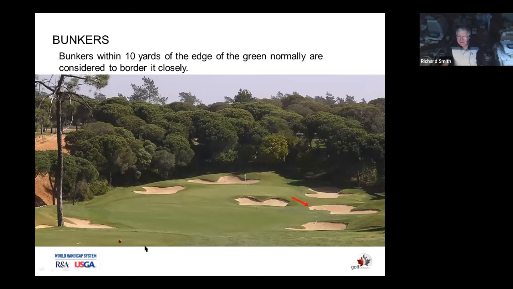Okay. So bunkers which are within 10 yards of the edge are closely bordering. That was our definition. But notice that it doesn't have to be the entirety of the bunker. It's just the part of the bunker that is nearest the green that tells us whether that bunker is closely bordering.